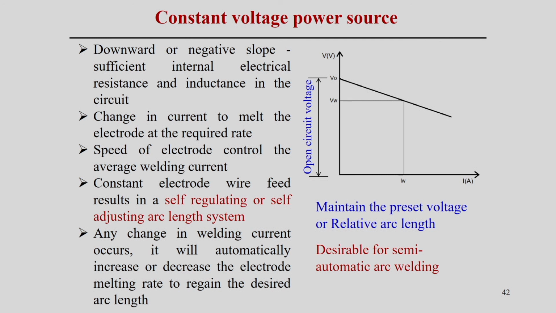So, any change in the welding current occurring during this process will automatically increase or decrease the electrode melting rate. The melting rate is automatically adjusted to regain the desired arc length. Whenever any change happens, it will try to reach the preset value of the arc length, and indirectly, the preset value of the arc voltage will be maintained.